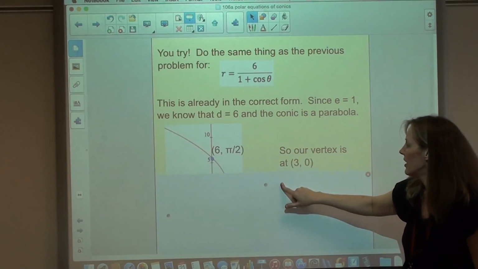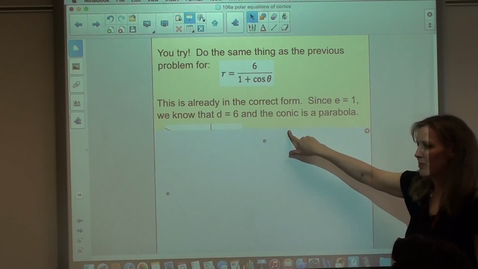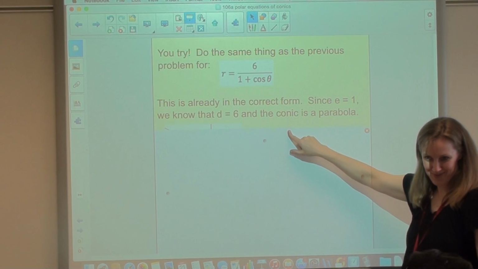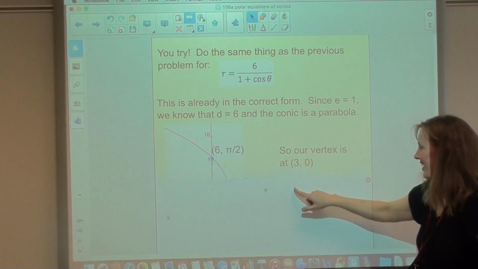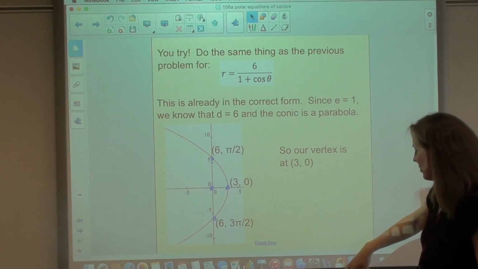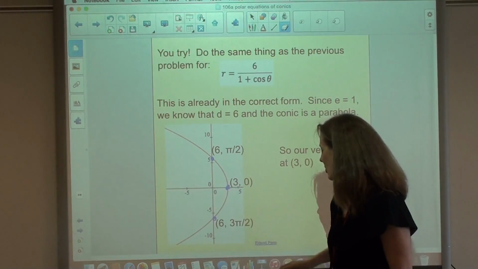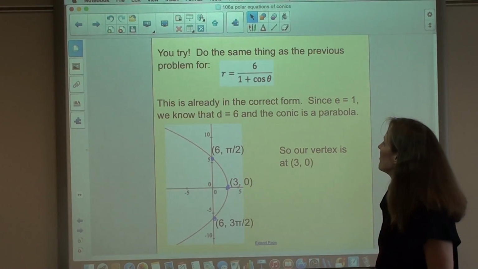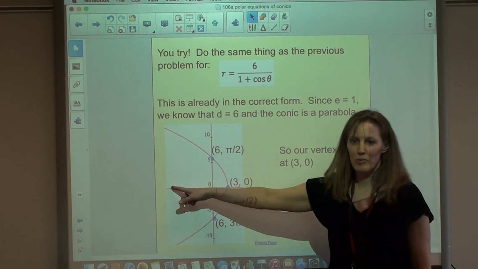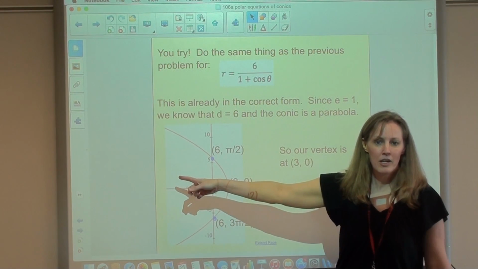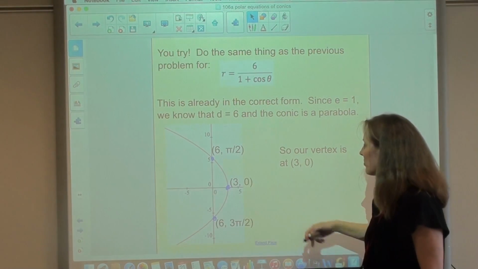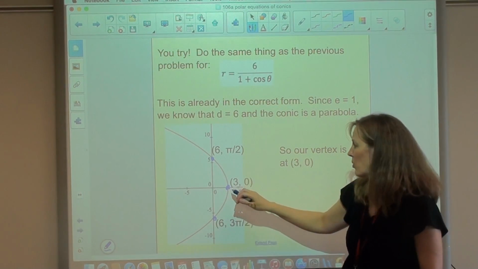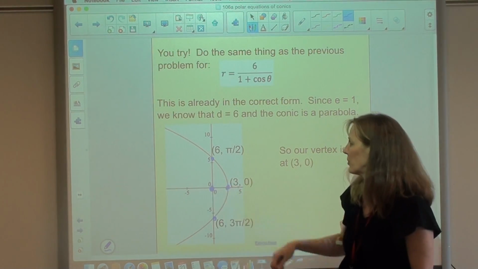Okay. So if you plot some points, did you all plot points? If you plot points, you actually just get those 3, right? Because if you plot at pi, you get undefined, which makes sense because it's a parabola. So you get your 3 points. You only need 3 points for a parabola.